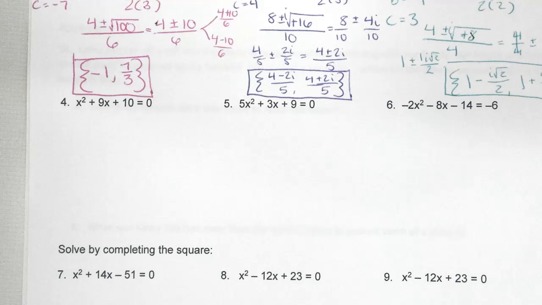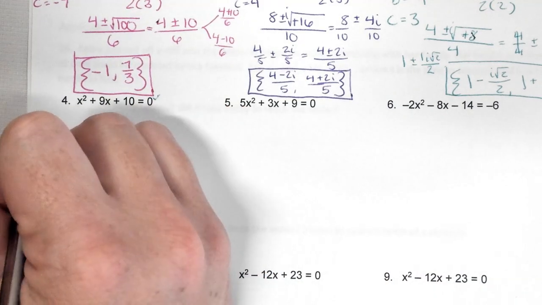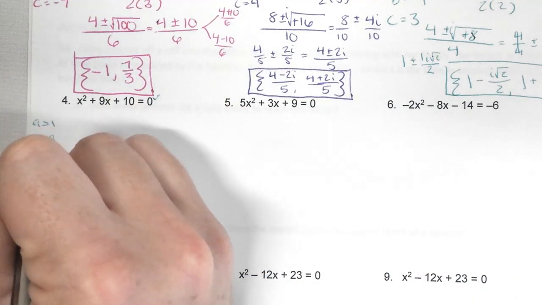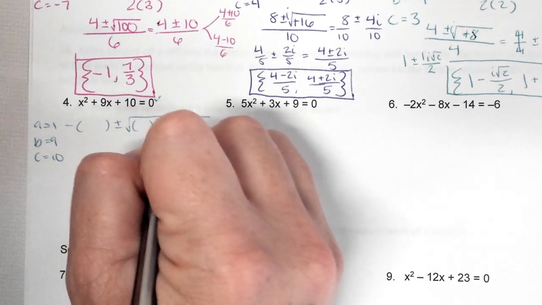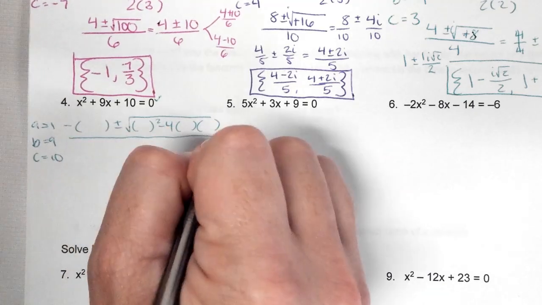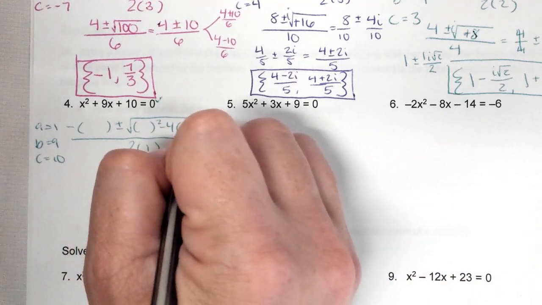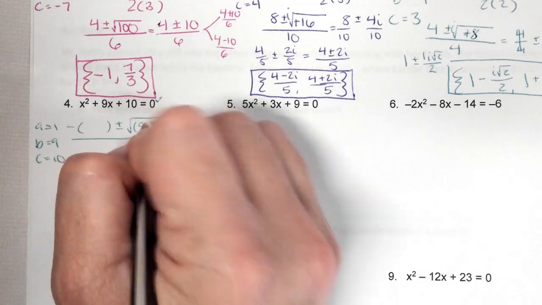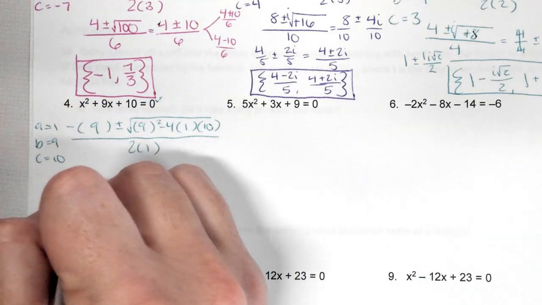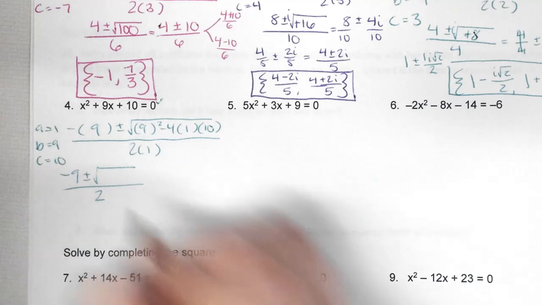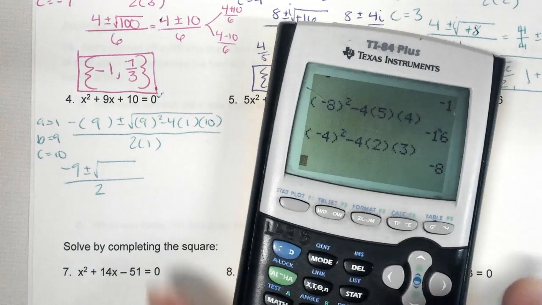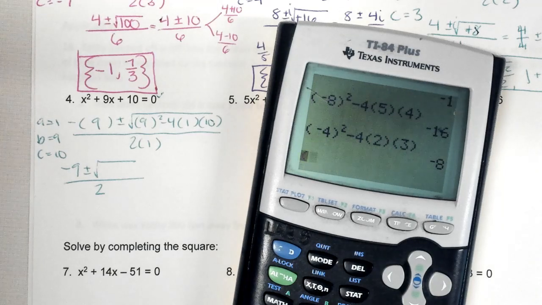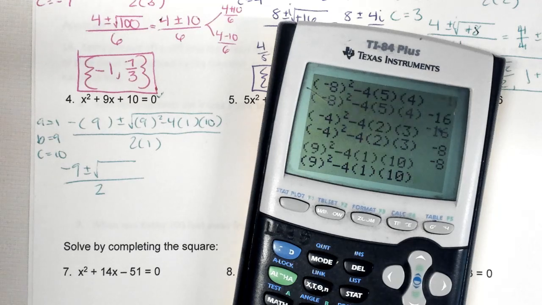Okay, look at number 4. It's already equal to 0. So I know A is 1, B is 9, C is 10. Simplify my 3 pieces. This becomes negative 9. 2 times 1 is 2. And then my discriminant is 9 squared. And I get 41.